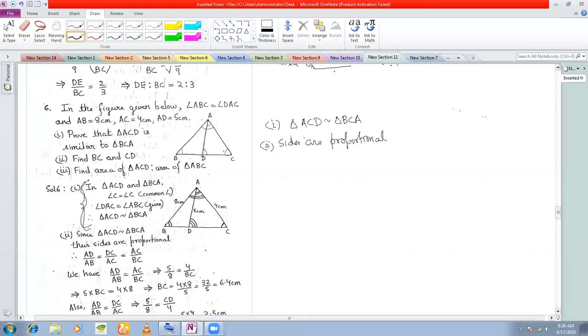Look, consider the blue angle. Opposite to the blue angle in the smaller triangle, you have the side AD. I write AD. In the bigger triangle, opposite to this blue one, you have the side AB. I write AB. AD by AB, that's the first ratio, because of the blue angle. Let us now see the next one.